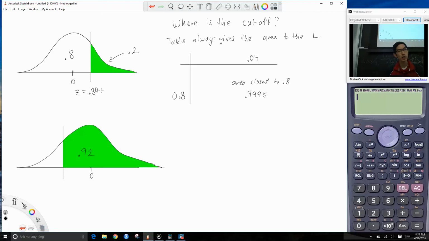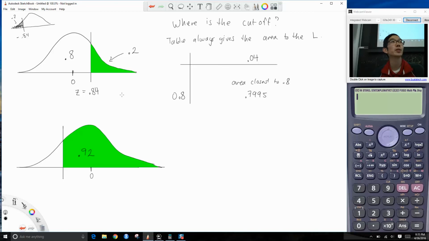Now some of you might have gotten negative 0.84, okay? And the reason for that is you've probably looked up 0.2, okay? And the picture there corresponds to this side being shaded to be 0.2, and because it's symmetric, you would get negative 0.84. But a negative answer would not make sense because if you look at our picture, our cutoff is definitely to the right of 0. So we should definitely have a positive value, right? So we're going to have z equal to positive 0.84. Is that okay with everybody? Okay.